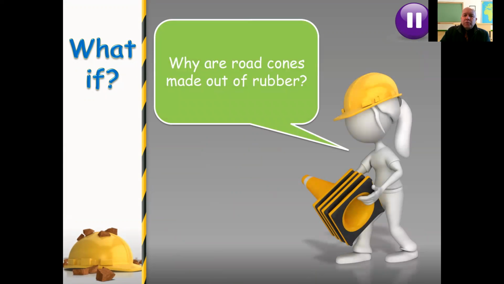Why are road cones made out of rubber? Pause, have a think. Well, road cones are used to divert and to guide traffic. And unfortunately, sometimes they get hit or clipped by the cars. And being rubber, it does very little damage to the car and very little damage to the cones. So the cones can just be stood up again and get on with doing their job of directing the traffic.